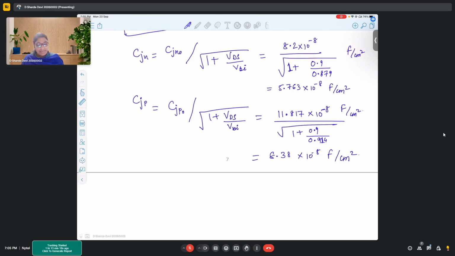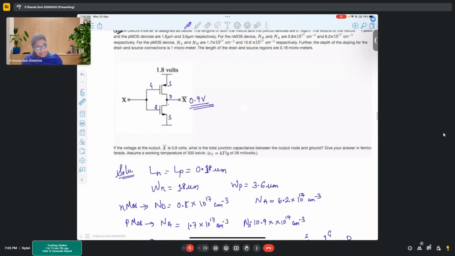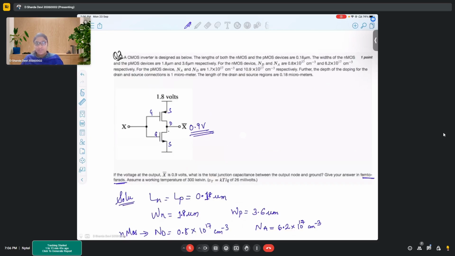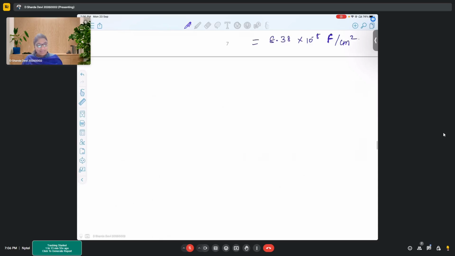But now we are not done yet. This is capacitance per centimeter square. This is also capacitance per centimeter square. Here in the question, what is asked? You have to give your answers in femtofarads, which gives a clear idea that we have to find the actual capacitance rather than capacitance per unit area. Also, since the dimensions are given to you, you have to find the total capacitance, including the area.